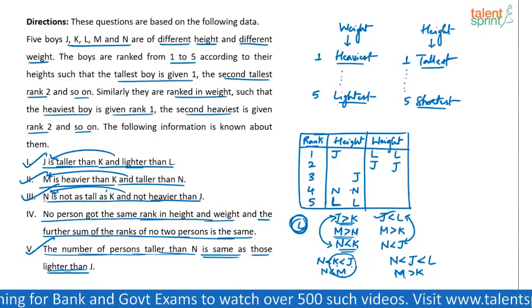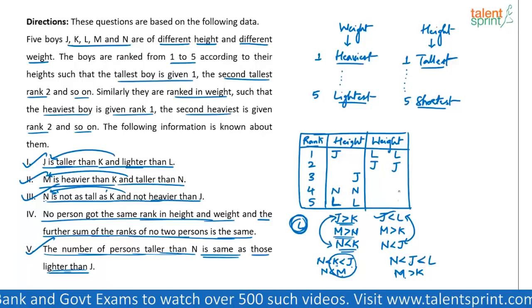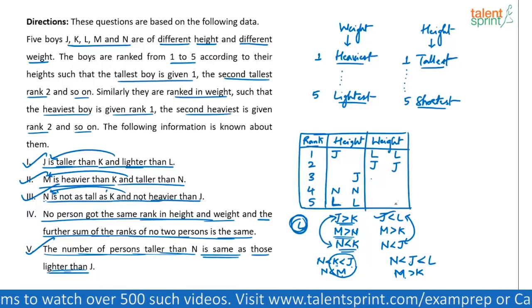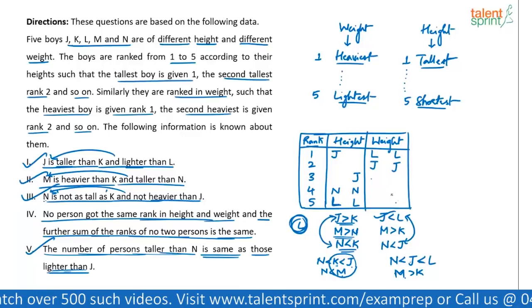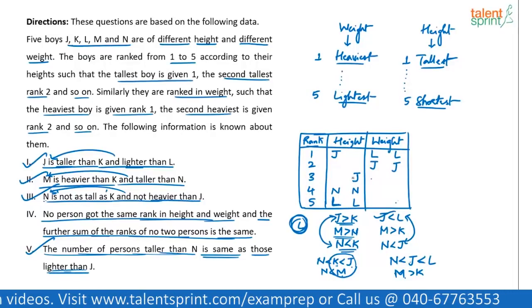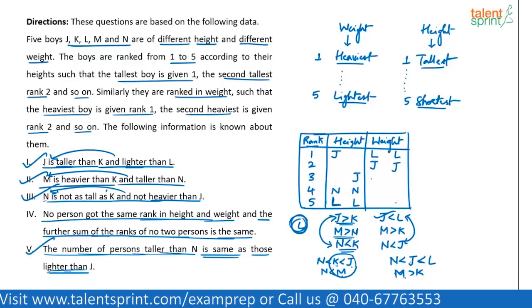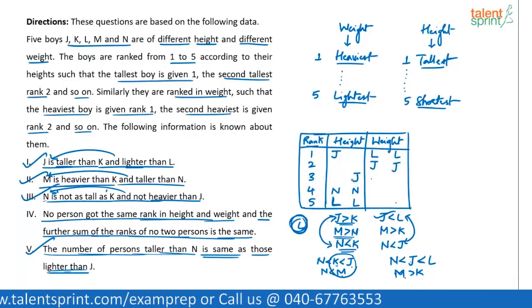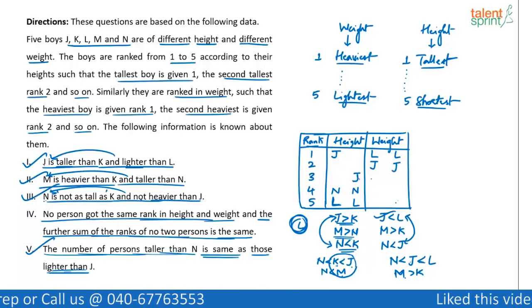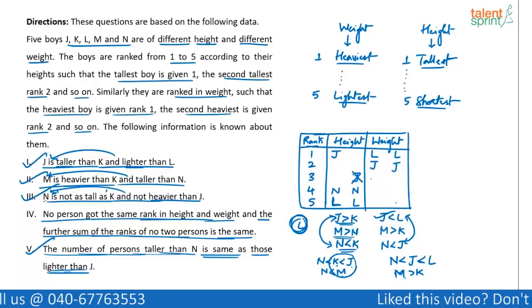Similarly, N has got fourth rank here in height. So can N take fourth rank in weight? No. So N can take either third rank or fifth rank. Anyway, I think J cannot take third rank also. This case is ruled out. Why can't J take third rank? Because if J takes third rank, we know that K is less than J. I mean wrong as in this case is eliminated.